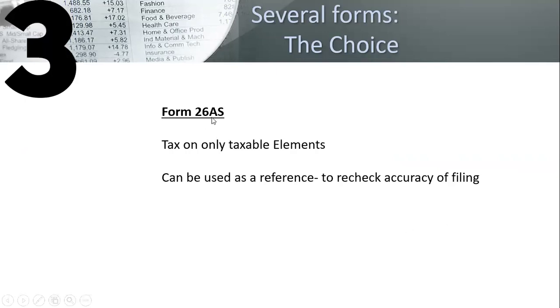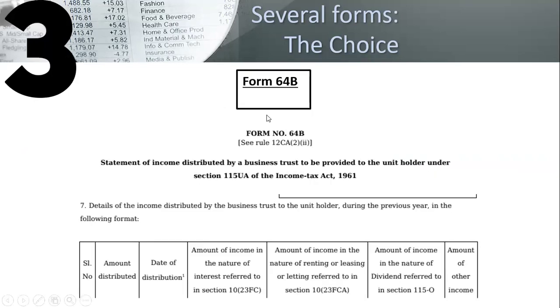The second thing is the Form 26AS. There are only taxable elements. Now, this can be used as a reference to recheck accuracy while filing. So all the taxable elements, have you taken them or not? You can just double check with the Form 26AS. And the third is the most important, which is the Form 64B.